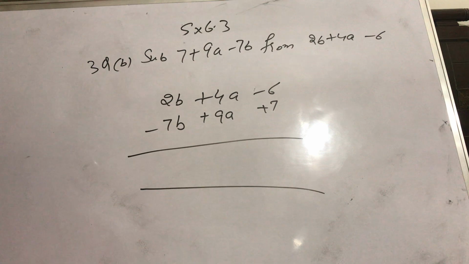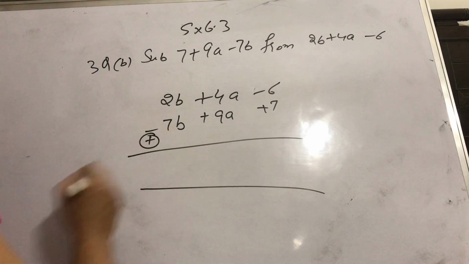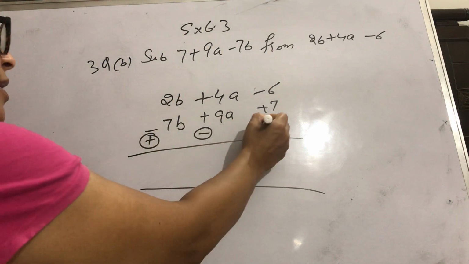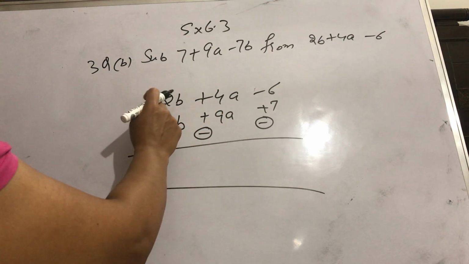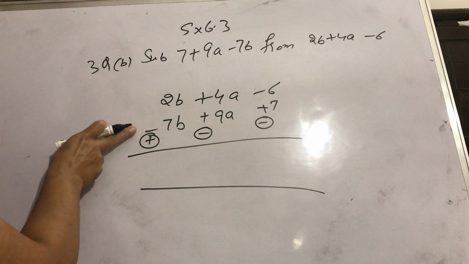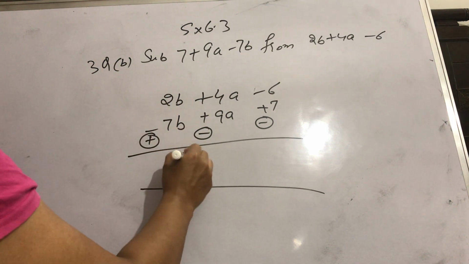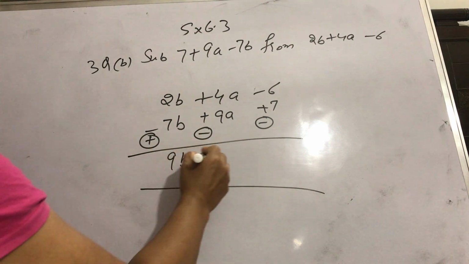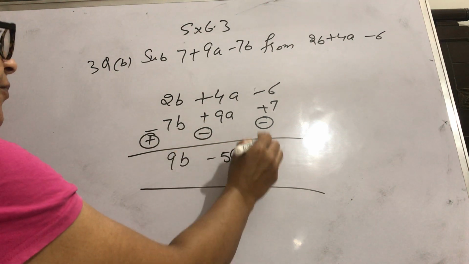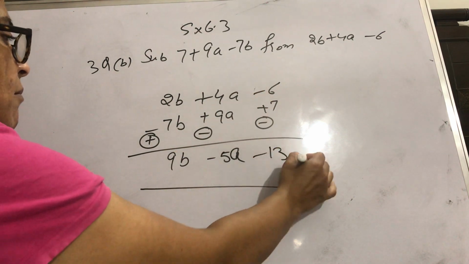Now all the signs of the second expression will be changed. That will become plus, that will become minus, that will become minus. Now it is 2 plus 7. This minus will not be considered now. Circle sign will be used. 2 and 7, 9b. 4 and minus 9, minus 5a. And minus 6 minus 7, minus 13.